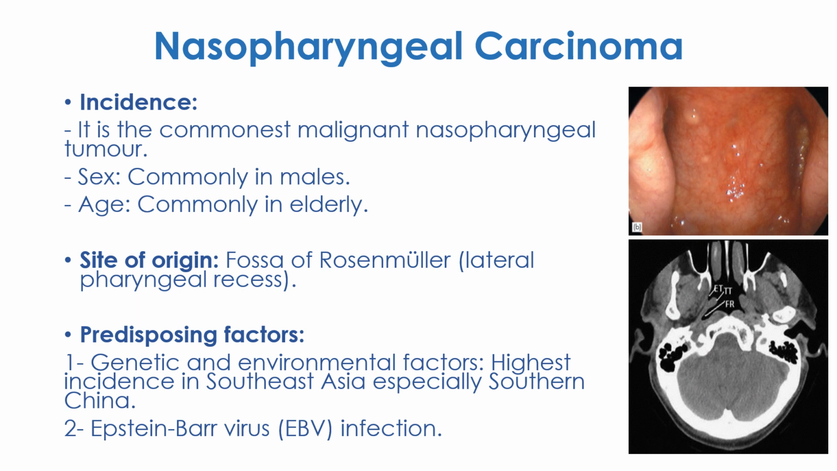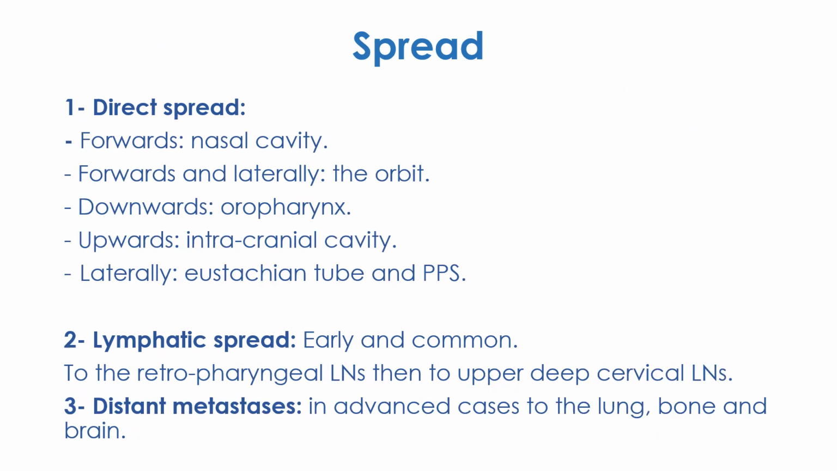The predisposing factors for such tumors are genetic and environmental factors, and both contribute to the high incidence of this tumor in Southeast Asia, especially southern China. Epstein-Barr virus infection, which is common in Southeast Asia as well, is also a factor. That's why these tumors probably have the highest incidence in Southeast Asia all over the world.